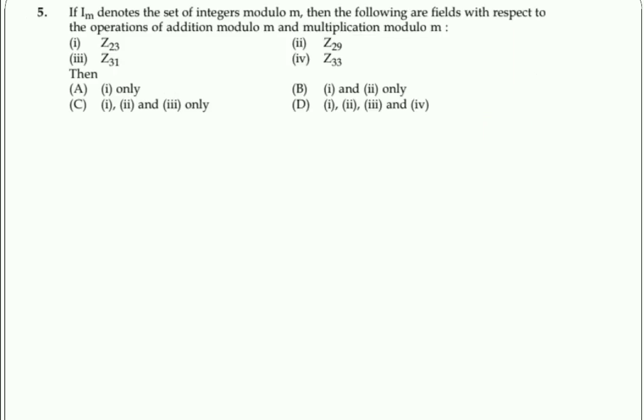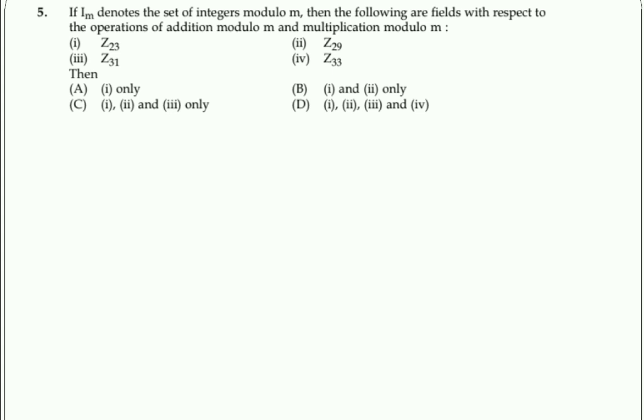Next question. If Zm denotes the set of integers modulo m, then the following are fields with respect to the operations of addition modulo m and multiplication modulo m. So here the options given are Z23, Z29, Z31 and Z33.